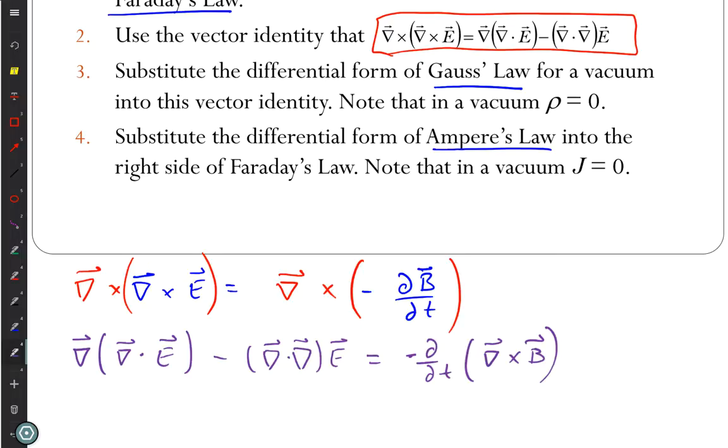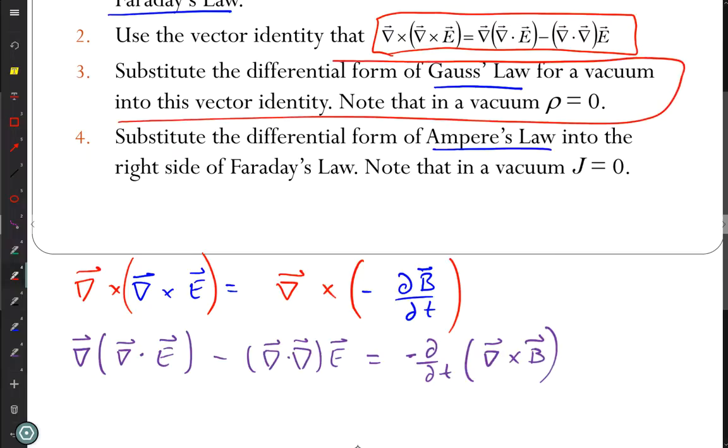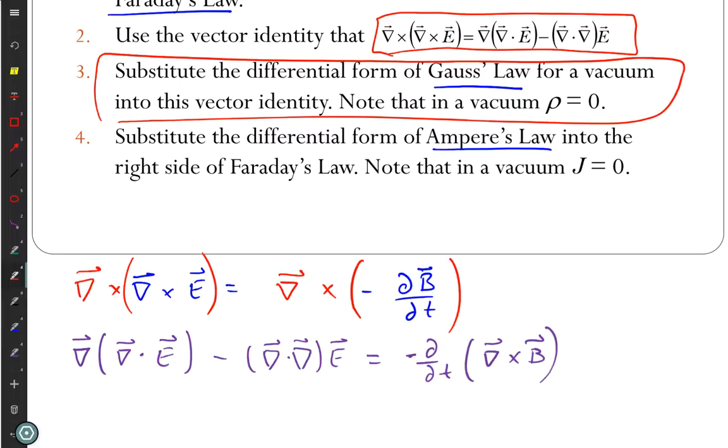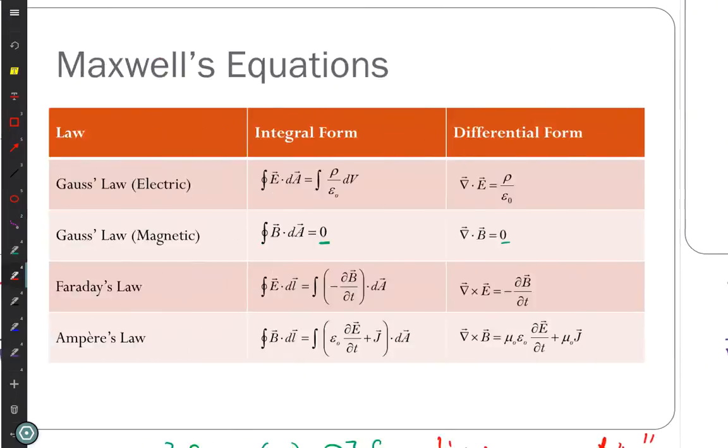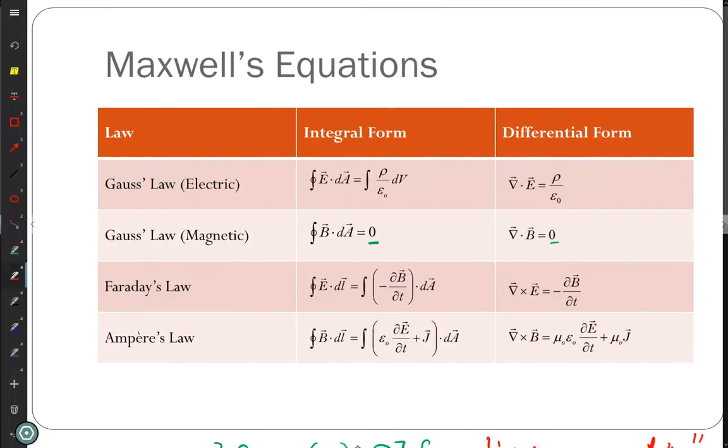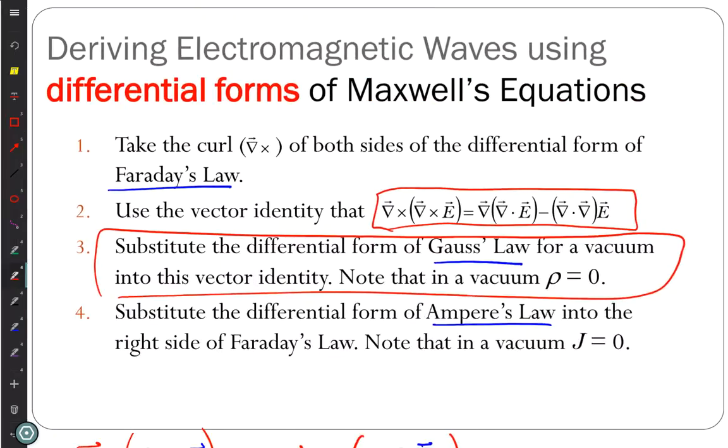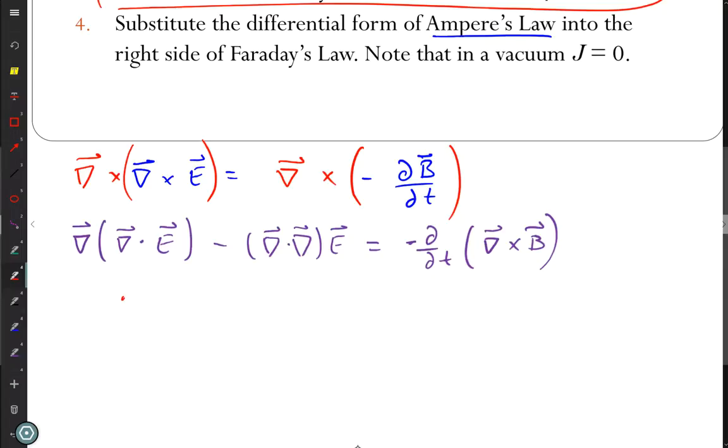And now I have two substitutions. I will do this substitution in red: substitute the differential form of Gauss's law for a vacuum into this. So Gauss's law is del dot E is rho over epsilon 0. So we had right here del dot E, so that's rho over epsilon 0.